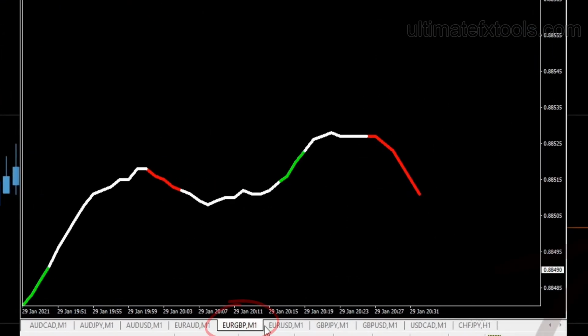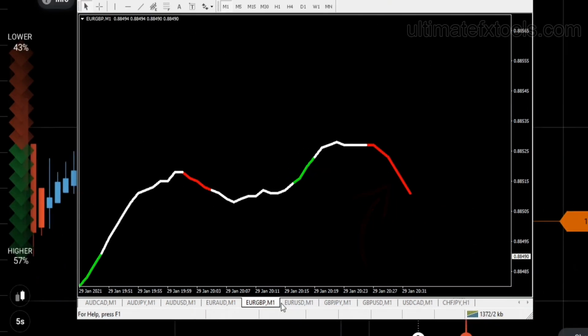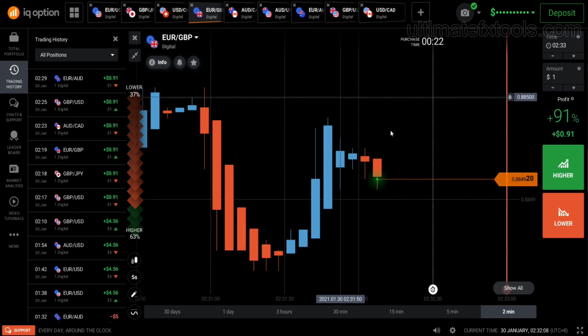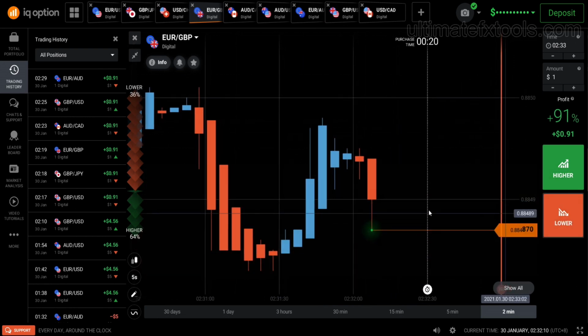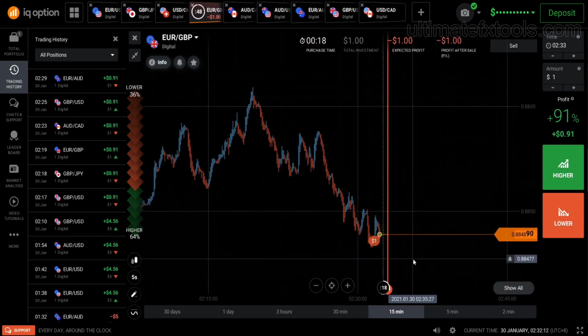Look at Euro GBP, it has a greater red line signal, and it is a long bearish downtrend. Let's go for a sell. Let us wait for our trade to be done.